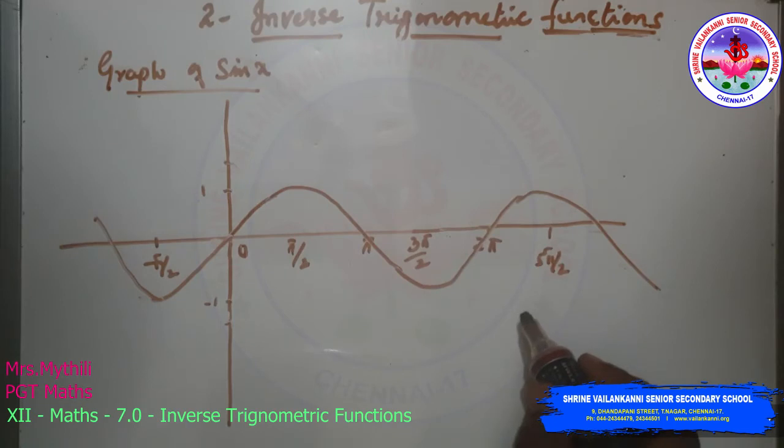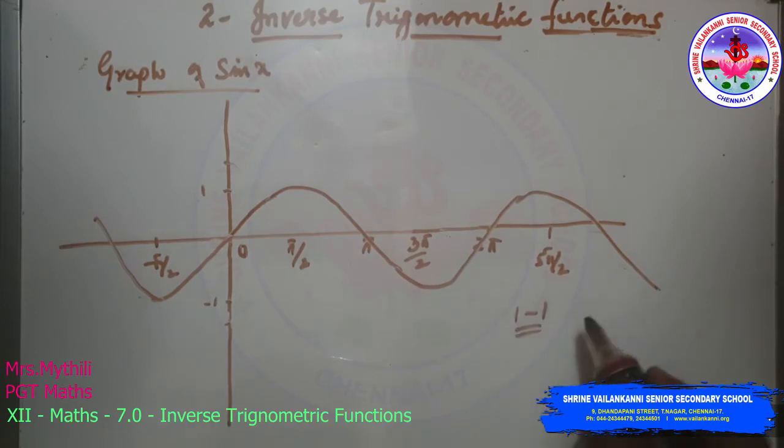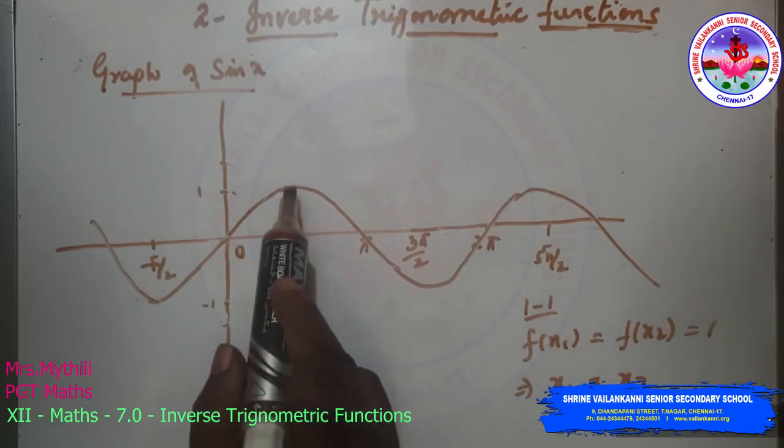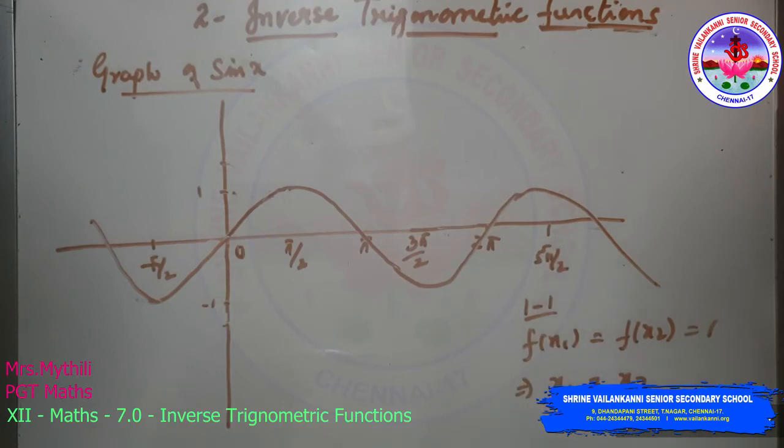We can check whether it is a 1-1 and onto function. If we take f of x1 equal to f of x2 equal to some value, so sin pi by 2 is 1 and sin 5 pi by 2 is 1. So f of x1 equal to f of x2, where x1 is pi by 2 and x2 is 5 pi by 2. So we say that x1 is not equal to x2, then it is not a 1-1 function.